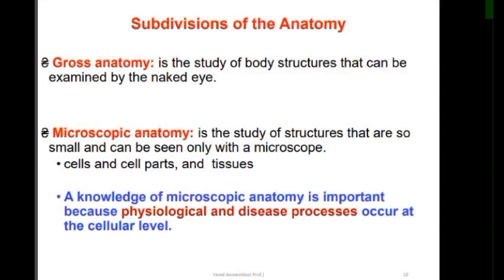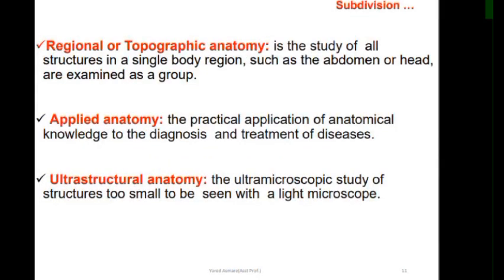Gross anatomy is the study of body structures that can be examined by the naked eye. Microscopic anatomy is the study of structures that are so small they can be seen only with a microscope: cells, cell parts, and tissues. A knowledge of microscopic anatomy is important because physiological and disease processes occur at the cellular level. Regional or topographic anatomy is the study of all structures in a single body region, such as the abdomen or head, examined as a group.